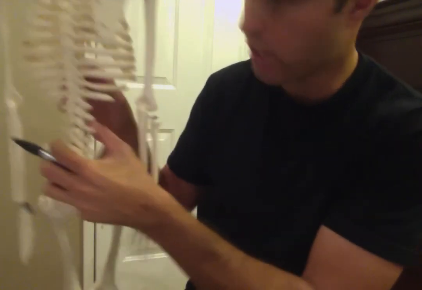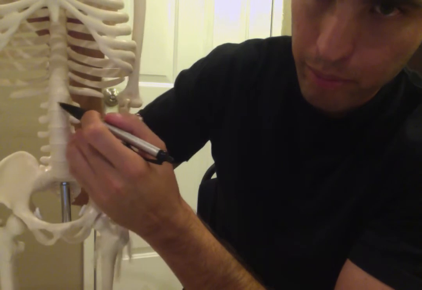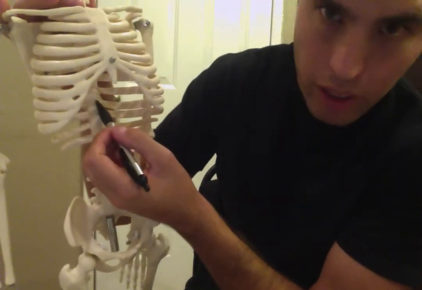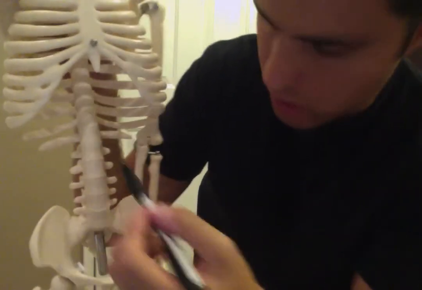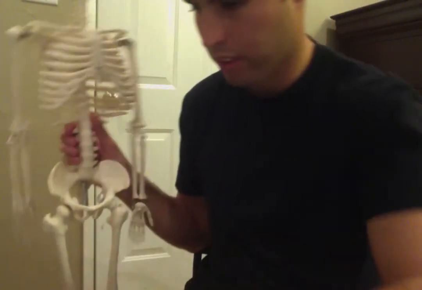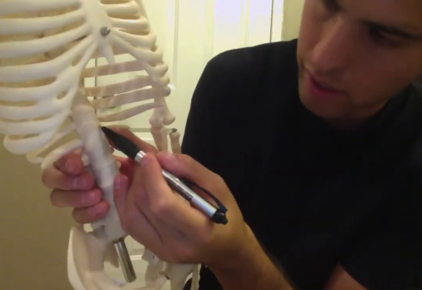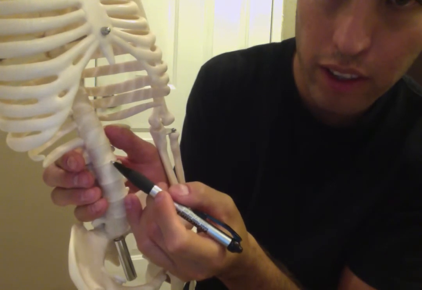The centrum is here. Centrum, the body of the thoracic, it should be up here. Okay. The position of the intervertebral discs are right here. You can see them right there.